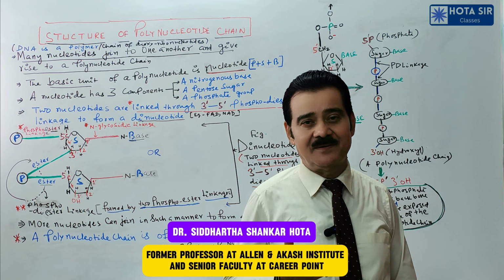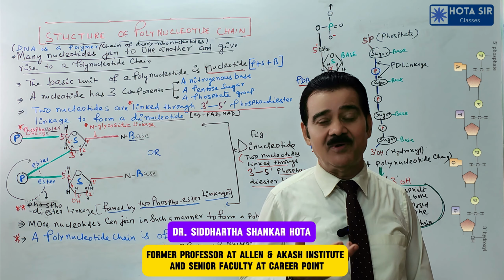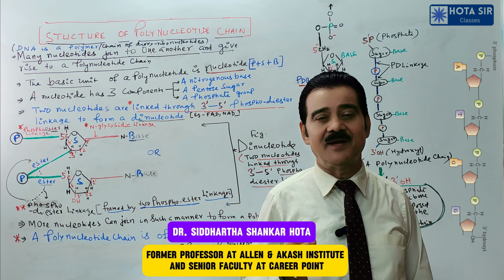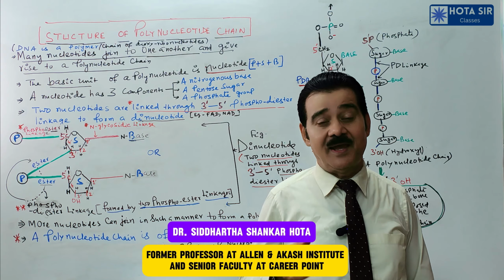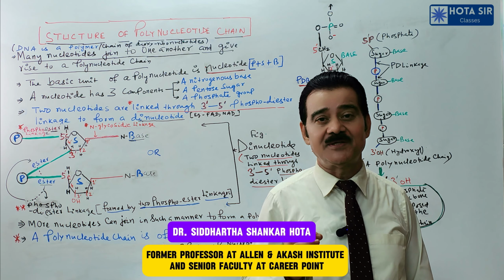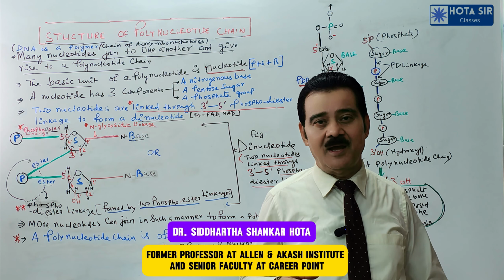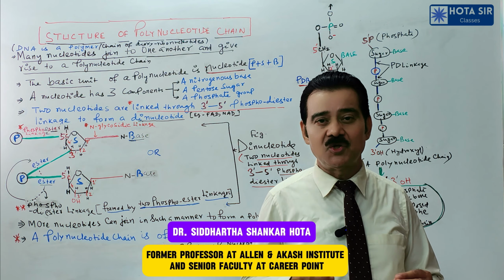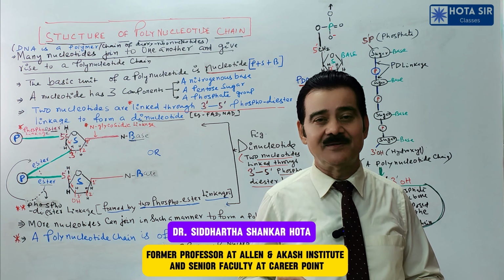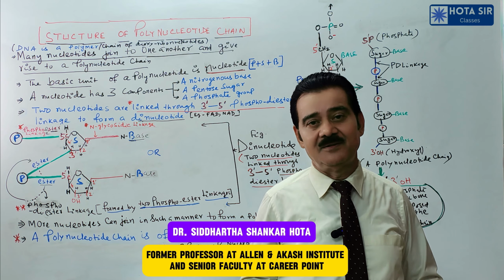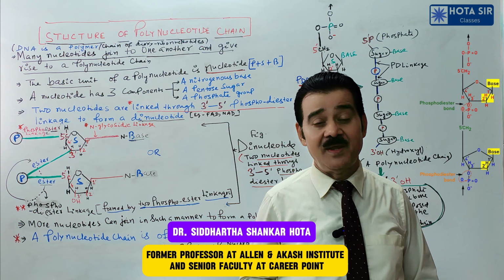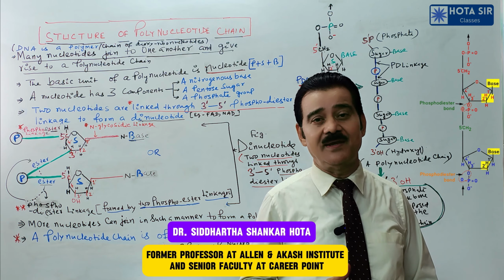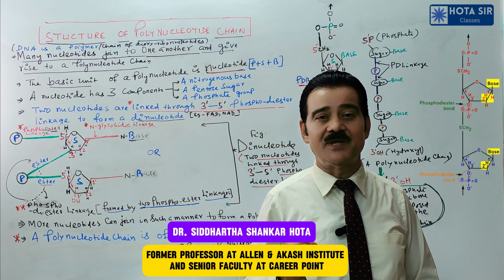Let us study today the structure of a polynucleotide chain of DNA. You know that DNA is a polymer or chain of deoxyribonucleotides, and the nucleotide is the basic unit of a polynucleotide chain. To form a polynucleotide chain, many nucleotides join or link to one another, forming a long chain called a polynucleotide chain. And the bond that joins two nucleotides is called a phosphodiester bond.